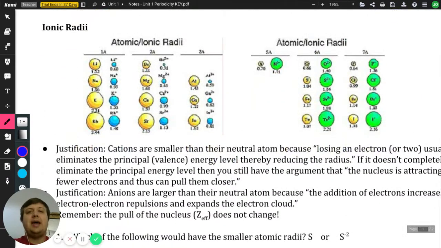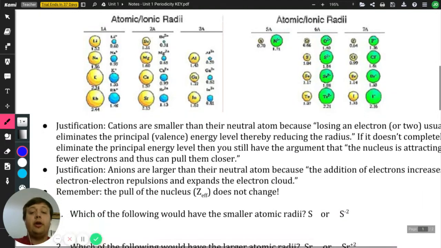So when this happens, we're changing that proton to electron ratio, right? So when we change that ratio, we're going to change how close those electrons can be together. Okay, so here we go. Here's your justifications that you would use on the AP test.